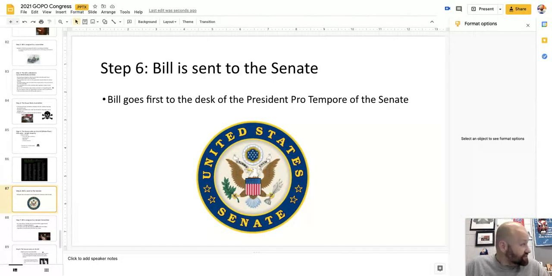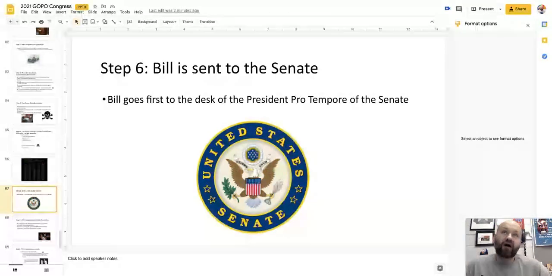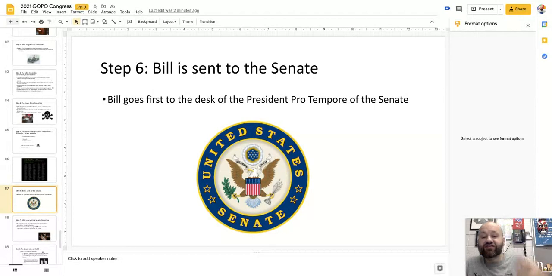So just like the Speaker of the House is in charge of the House, technically, the president pro tempore is in charge of the Senate. And remember that technically the president of the Senate is the vice president of the U.S., okay? And then the person who runs the show when the vice president isn't there is the president pro tempore.